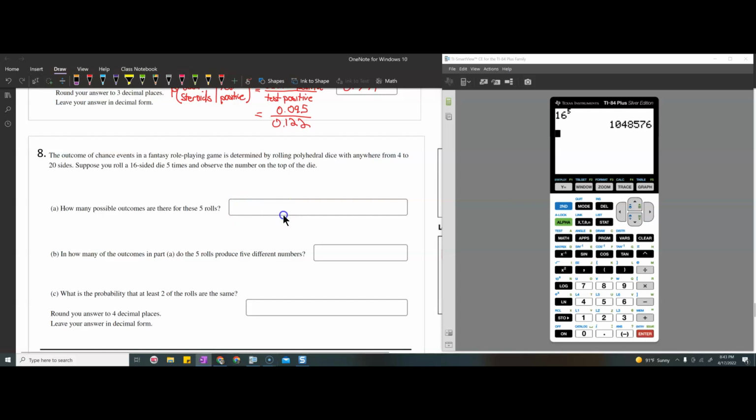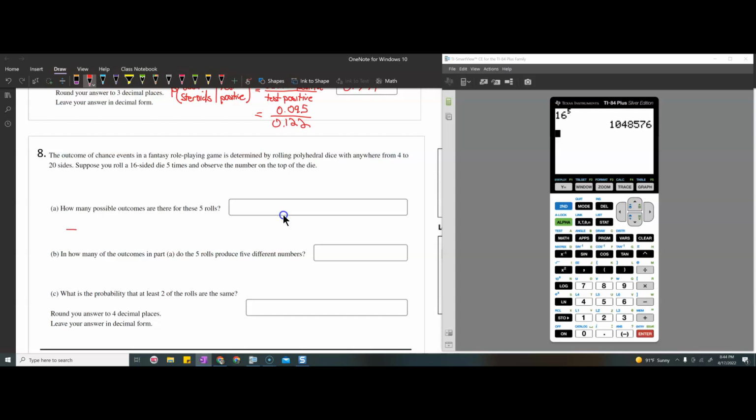Okay, you're playing a fantasy role-playing game, and the outcomes are determined by rolling polyhedral dice. Some dice have 4 sides, some all the way up to 20. You roll a 16-sided die 5 times and observe the number on the top of the die. How many possible outcomes are there?